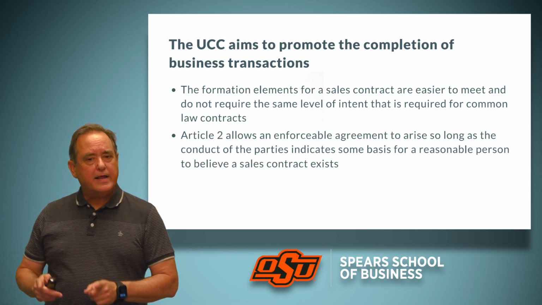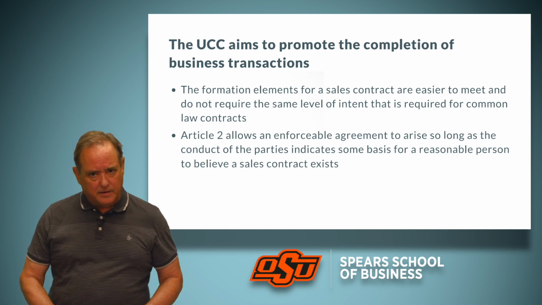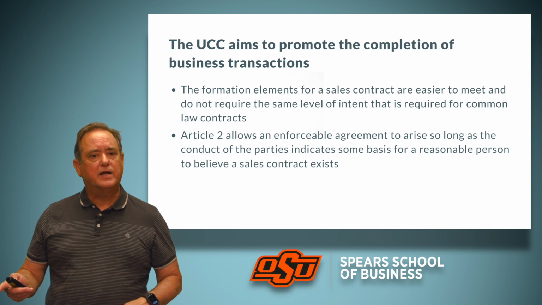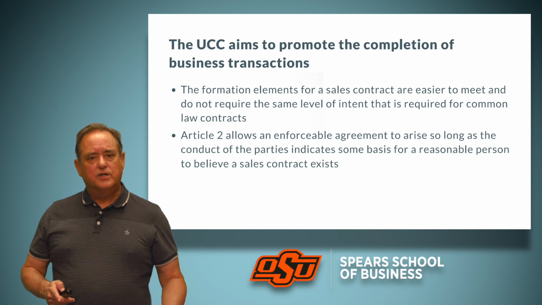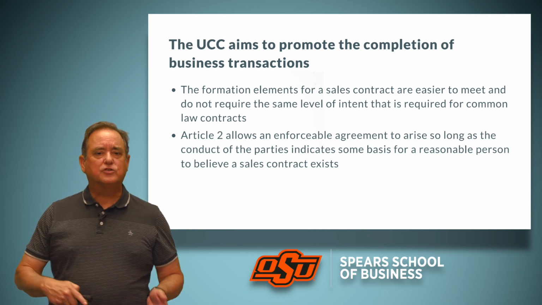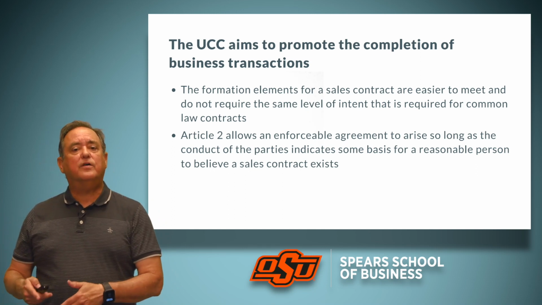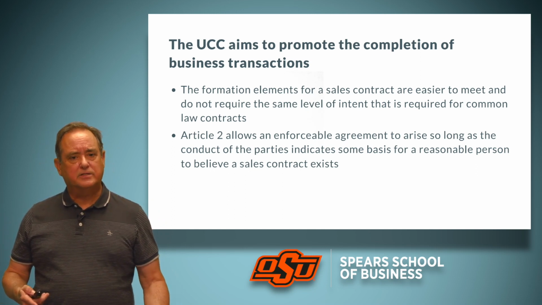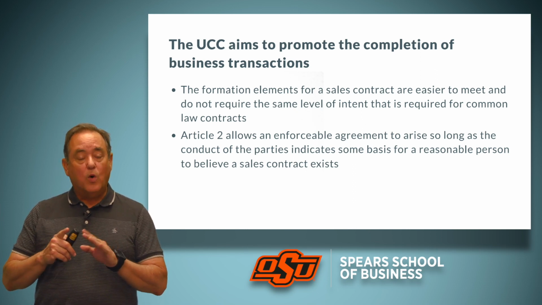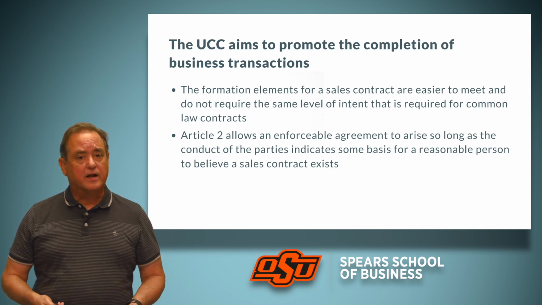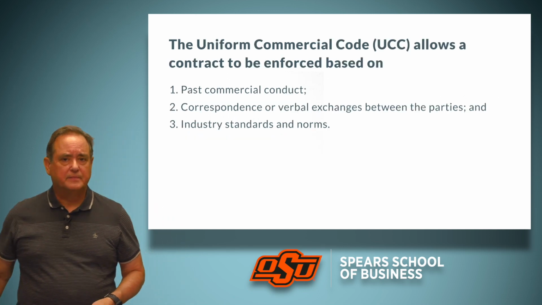As long as the parties behave in accordance with the terms of an obligation that they believe to be the contract, Article 2 will find the existence of a contract. So in any question of does a contract exist or not, the UCC favors the idea of yes, a contract does exist. And then we're going to talk about what, once the UCC has concluded that a contract exists, are the consequences of that belief?